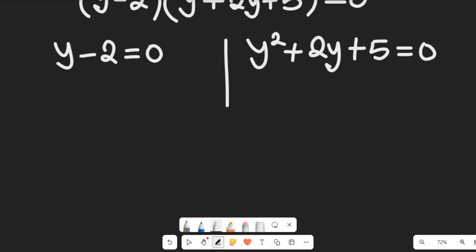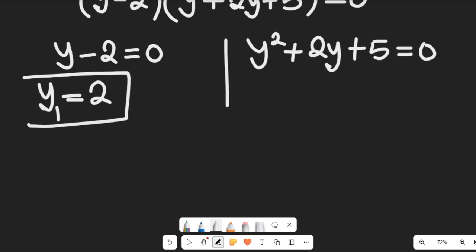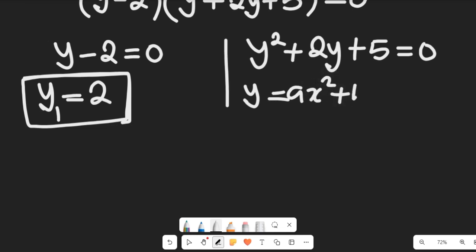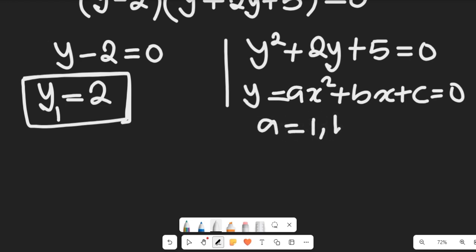From here, if we add 2 to both sides, we'll see that y will be equal to 2. And that is the first solution, y1, to that expression given to us. Now, comparing this expression with the quadratic form ax squared + bx + c equal to 0, we're going to see that a is equal to 1, b is equal to 2, and c is equal to 5.